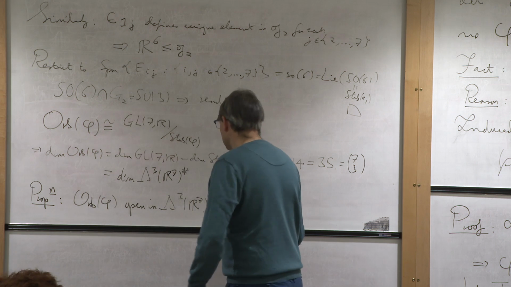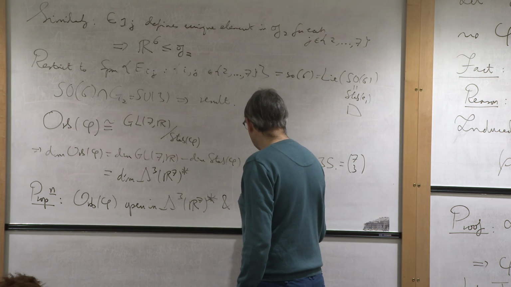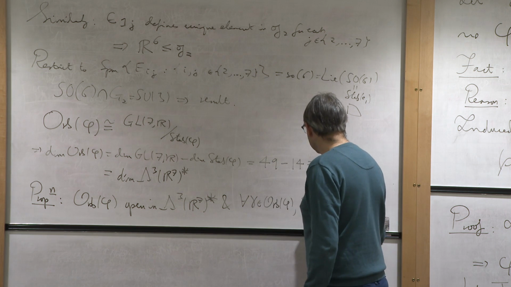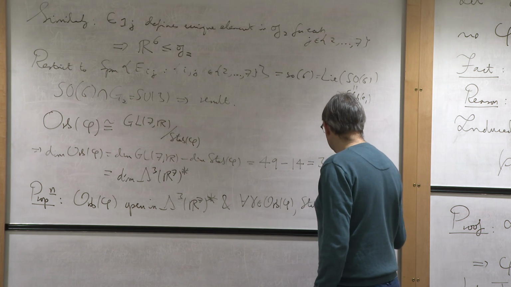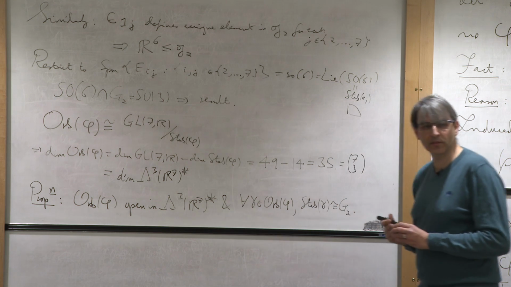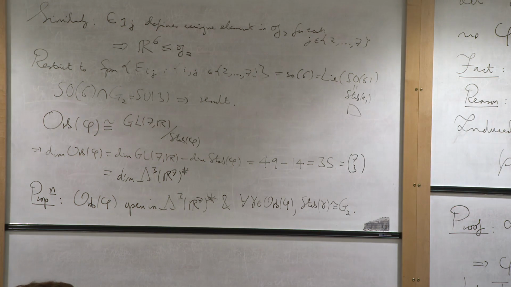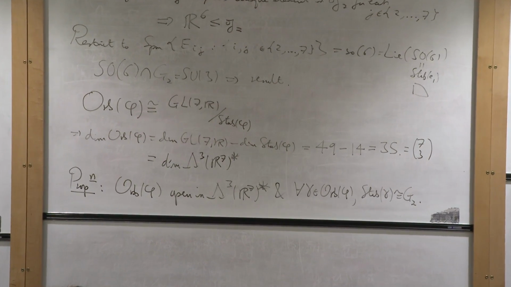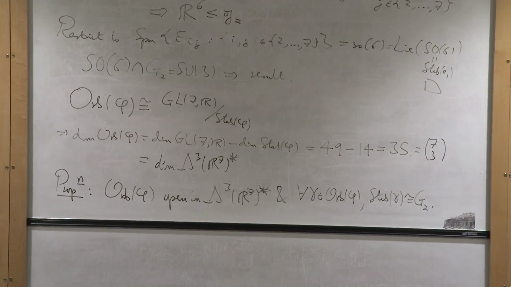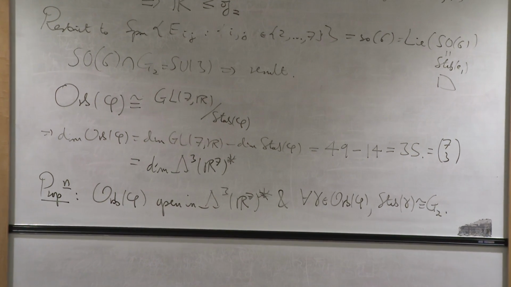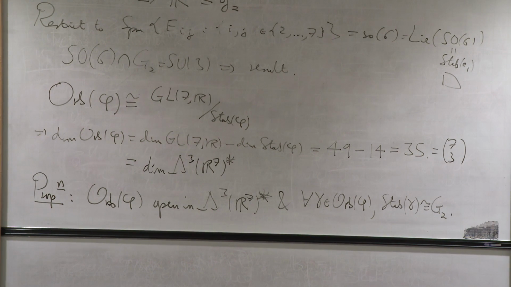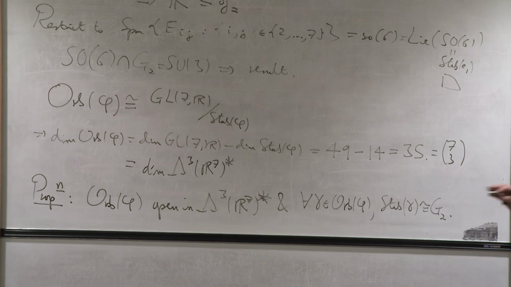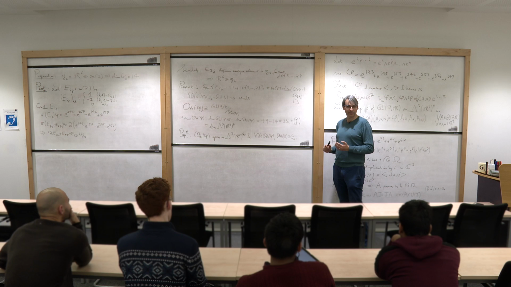And for all gamma in the orbit of phi, the stabilizer of gamma is G2 again. So what this means is that even though I picked a very special 3 form to define G2, there's an entire open set of them, which all have stabilizer G2. So in fact, it's a generic condition. If I pick a 3 form at random, with probability 1, its stabilizer will be G2. 3 form in R7.